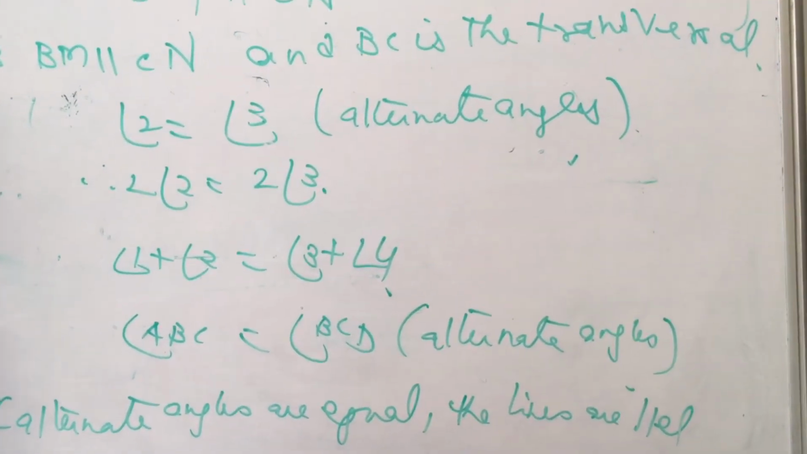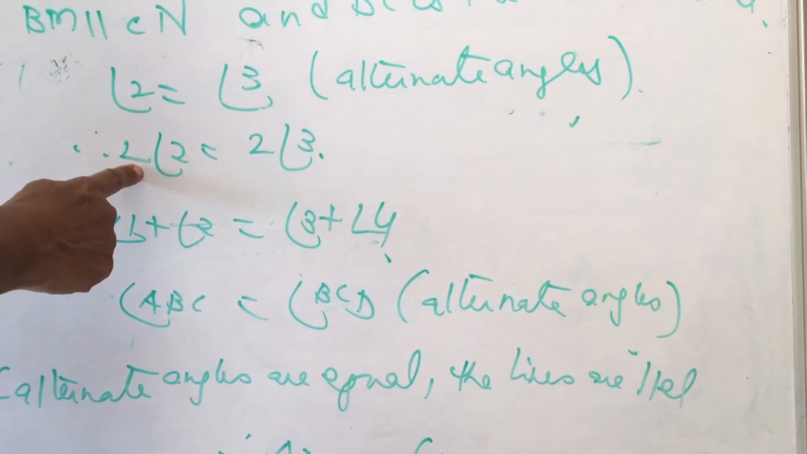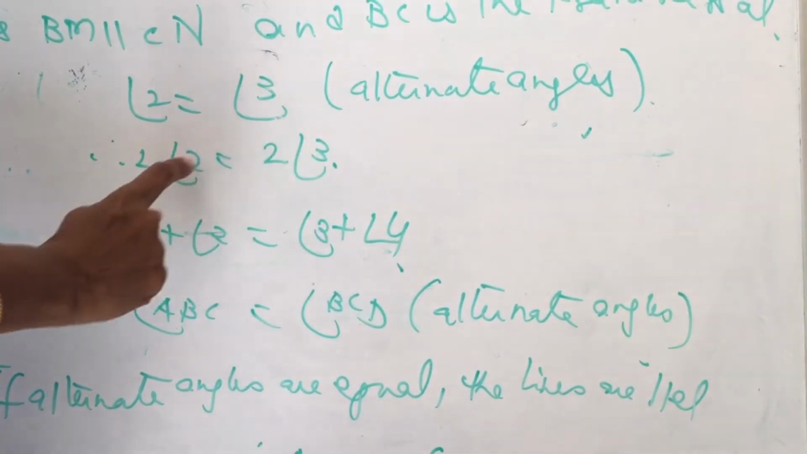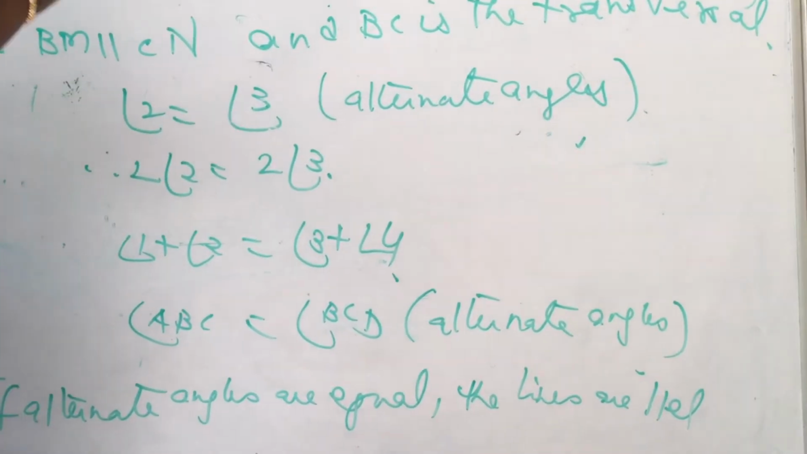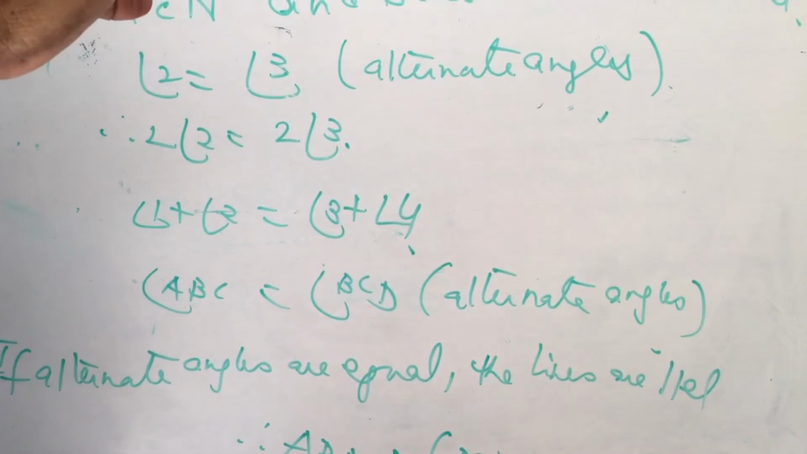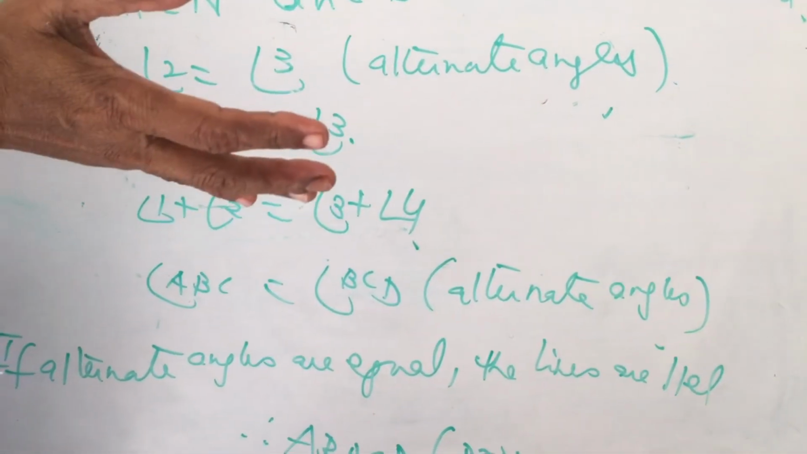When things are equal, the doubles are also equal. 2 is equal to 3. We are multiplying by the same number on both sides. x is equal to y, 2x is equal to 2y, 3x is equal to 3y. Multiply by the same number, both the sides will become equal.